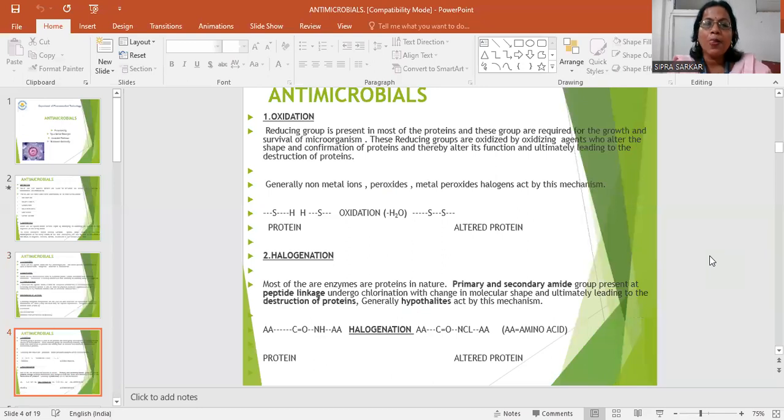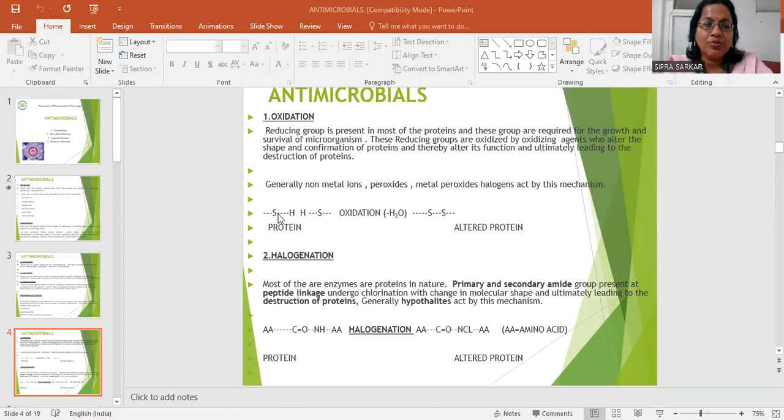Now coming to oxidation. The cell of the bacteria contains different proteins. A reducing group is present in most of the proteins, and these groups are required for the growth and survival of the microorganism. But these reducing groups are oxidized by oxidizing agents, which alter the shape and conformation of the proteins and thereby alter their function, ultimately leading to the destruction of the protein. Metal ions, peroxides like hydrogen peroxide, and halogens like chlorine and fluorine are very good antimicrobials.